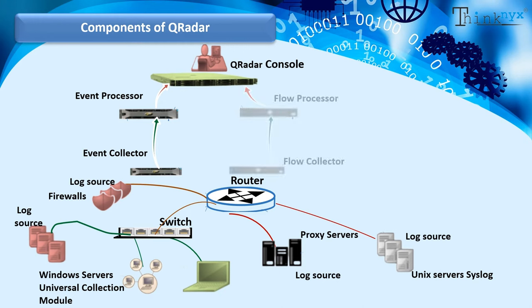QRadar Flow Collector. The flow collector collects flows by connecting to a span port or a network tap. The IBM Security QRadar QFlow Collector also supports the collection of external flow-based data sources such as NetFlow from routers. QRadar Flow Processor processes flows from one or more QRadar QFlow Collector appliances. The Flow Processor appliance can also collect external network flows such as NetFlow, JFlow, and SFlow directly from routers in your network.